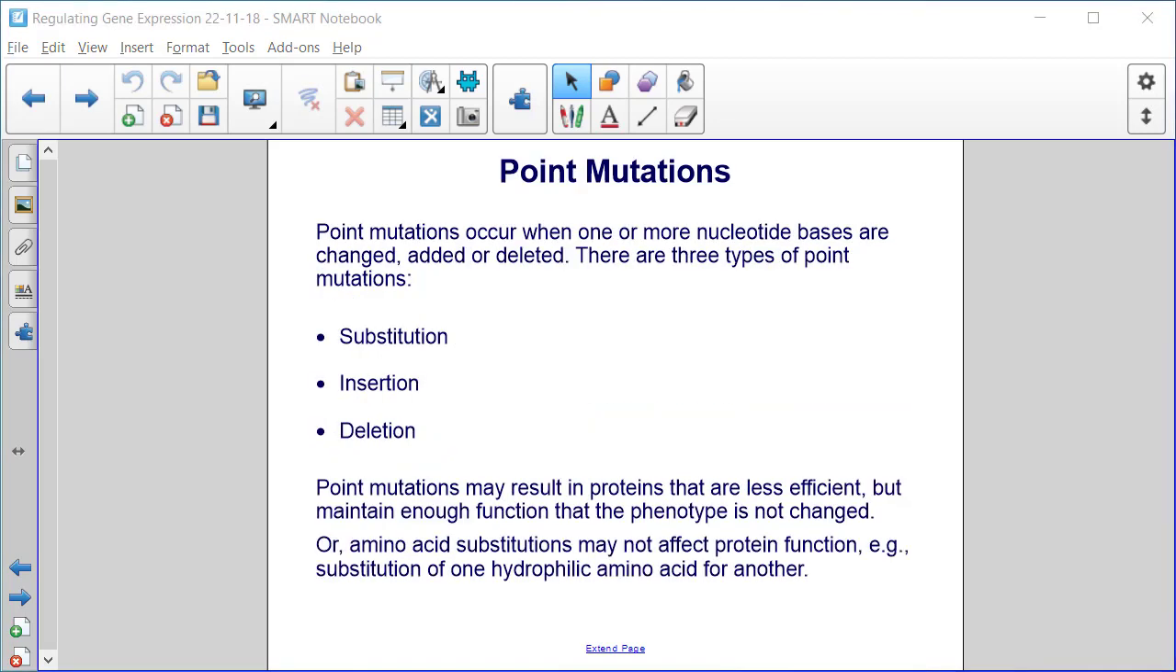Point mutations. Point mutations occur when one or more nucleotide bases are changed, added, or deleted. There are 3 types of point mutations: substitution, insertion, deletion. Point mutations may result in proteins that are less efficient, but maintain enough function that the phenotype is not changed. Or amino acid substitutions may not affect protein function. For example, substitution of one hydrophilic amino acid for another.